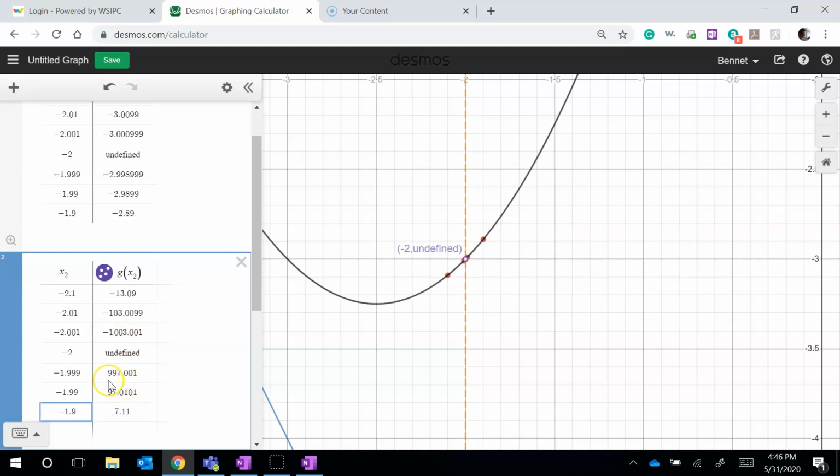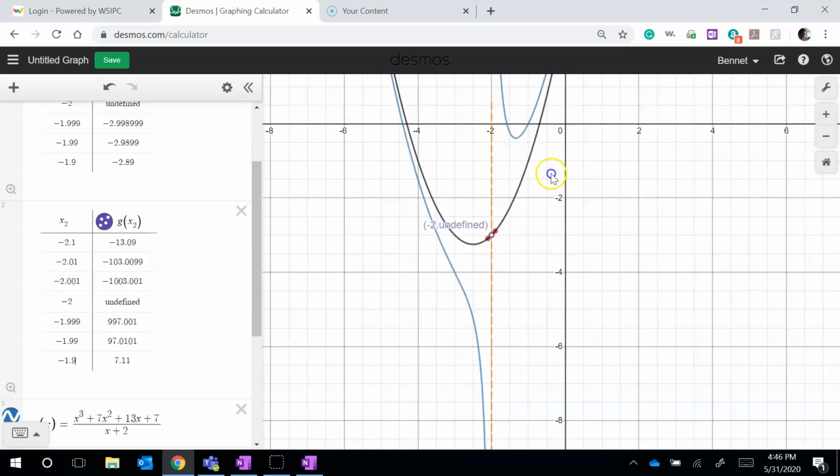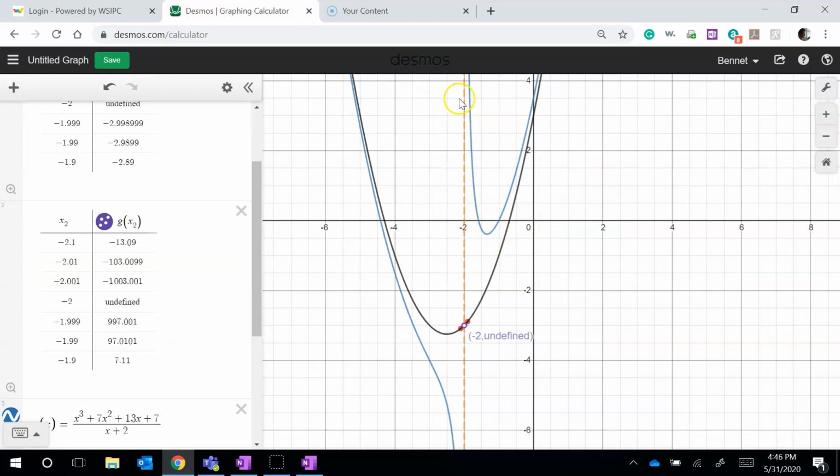And from this side, I'm at 7, 97, 997. Add another 9 here, it would be 9,997. One side is blowing up off to negative infinity, and the other side is blowing up off to positive infinity as you get closer to that value.